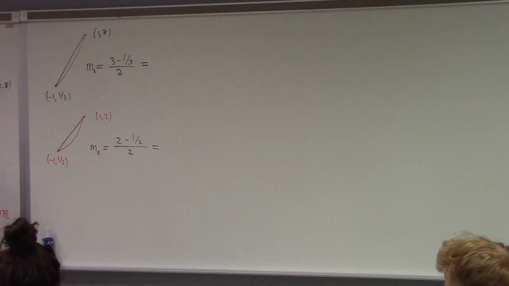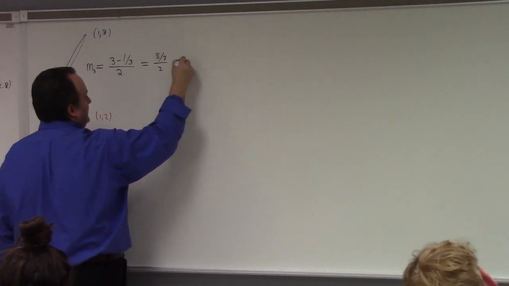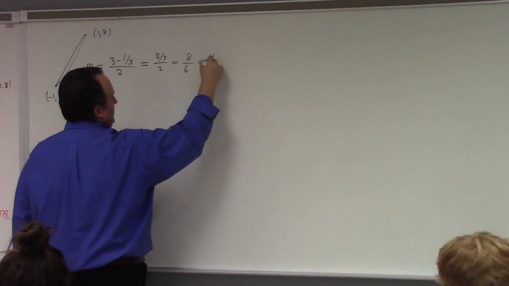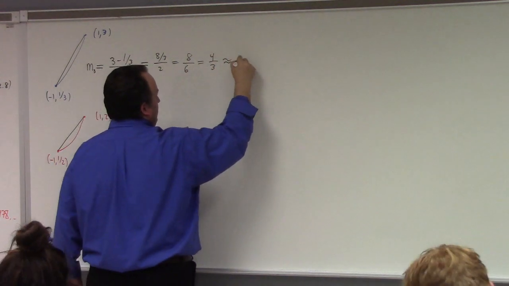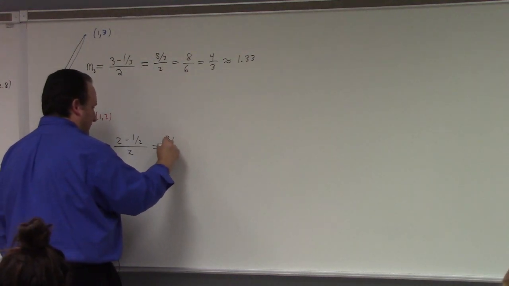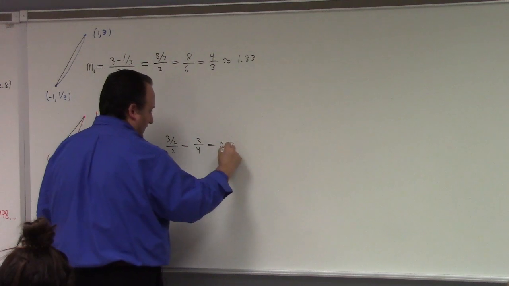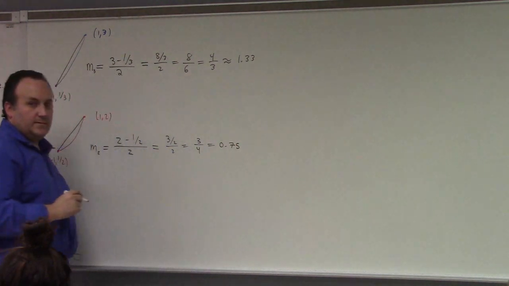Anybody? Nobody? That's 8/3 over 2, 8/6, 4/3, approximately 1.333 repeated. All right. The other one is 3/2 over 2, also known as 3/4. That's exactly 0.75. All right.